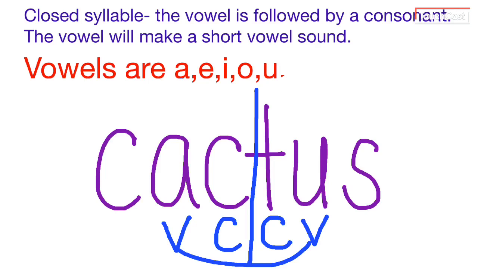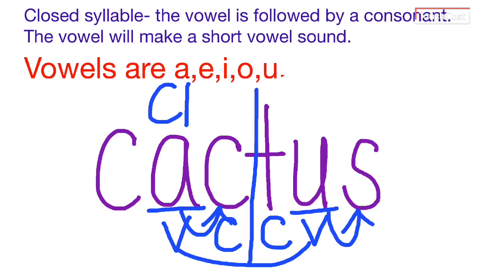Next, we're going to find out whether these syllables are closed. Start off by looking at your A, look behind it. The A is followed by a consonant C, so this would be a closed syllable. The A will say its short vowel sound, A. Next, look at your U, look behind it. The U is followed by a consonant S. This would also be a closed syllable.